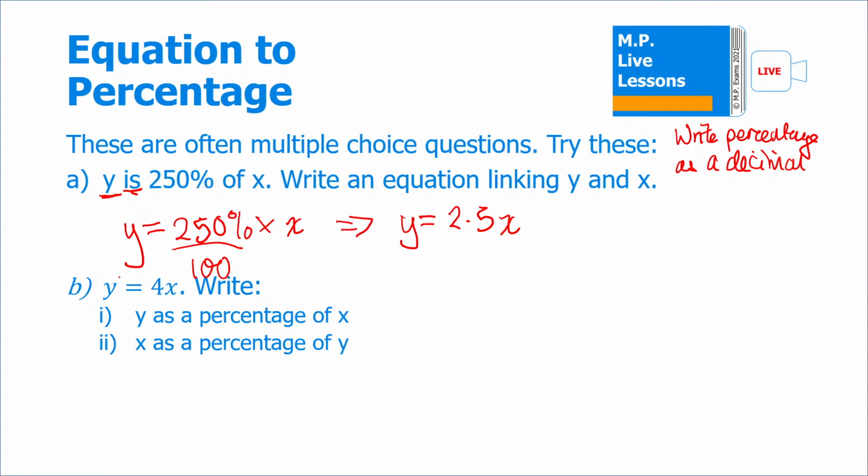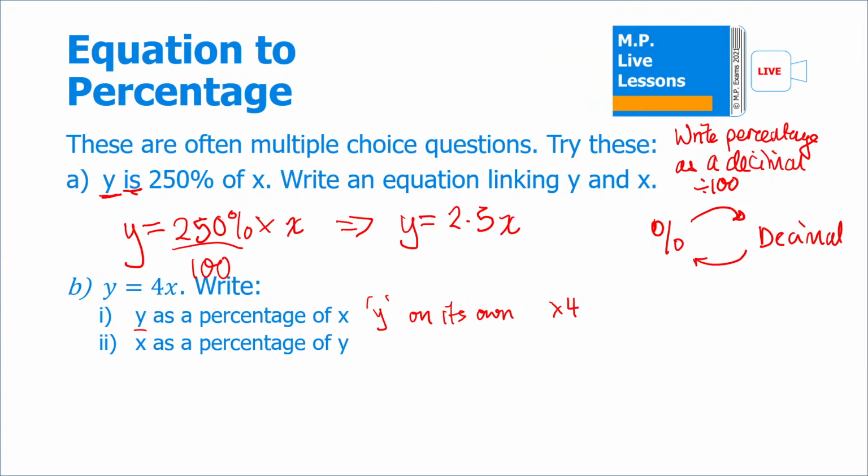So we can see the first letter is y, so we have y on its own. And as a percentage of x, it's multiplied by 4. So this time to get from decimal to a percentage, you'll have to multiply by 100. So that means that's 400% of x.